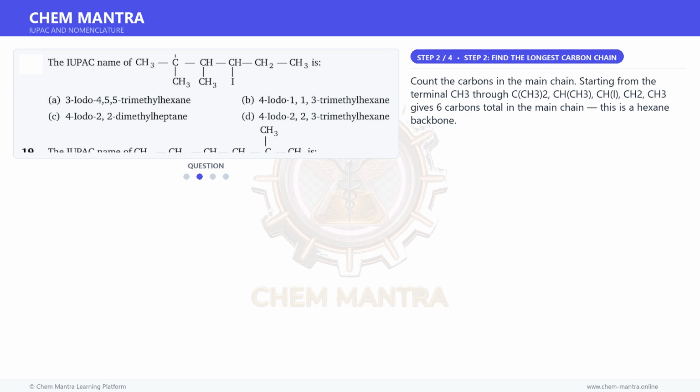Moving on to the next step. Count the carbons in the main chain. Starting from the terminal CH3 through C(CH3)2, CH(CH3), CHI, CH2, CH3 gives 6 carbons total in the main chain. This is a hexane backbone.